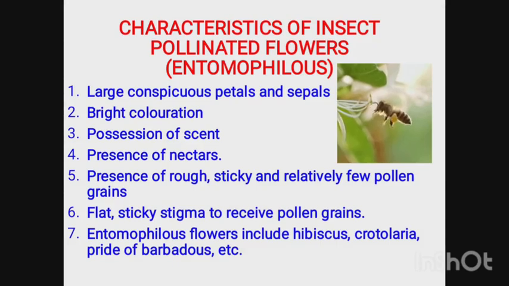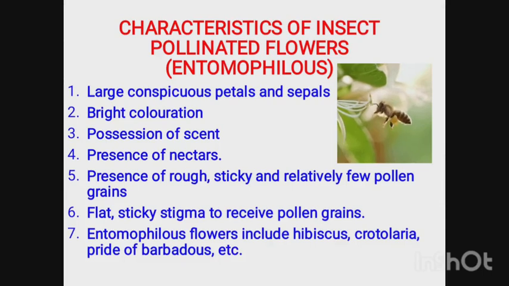Number three, possession of scents. Some have beautiful scents that attract insects. For example, the rose has a beautiful scent that is so pleasant that it can attract insects. When you perceive it, the scent is so nice. So they attract insects with scent.